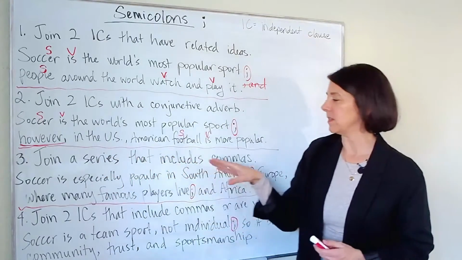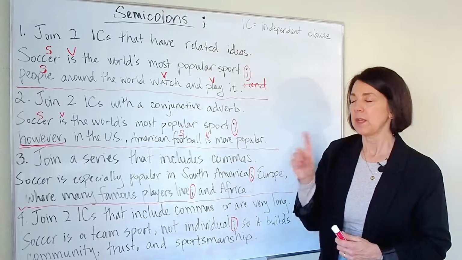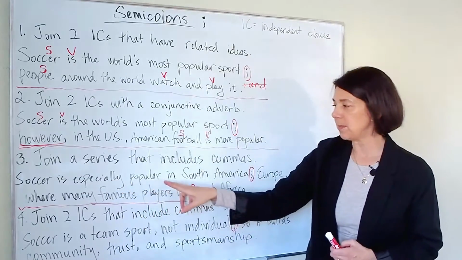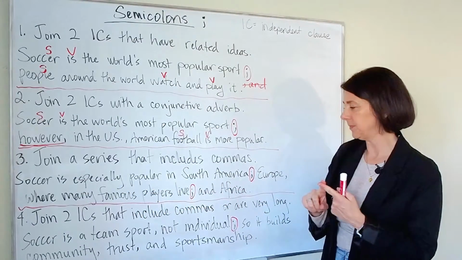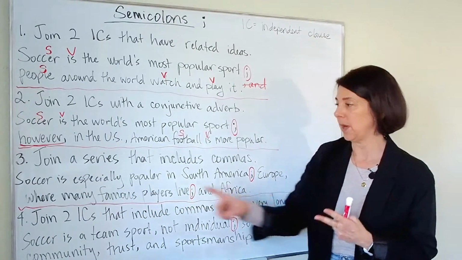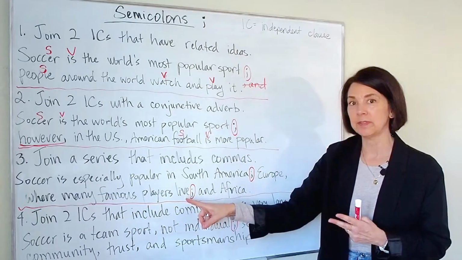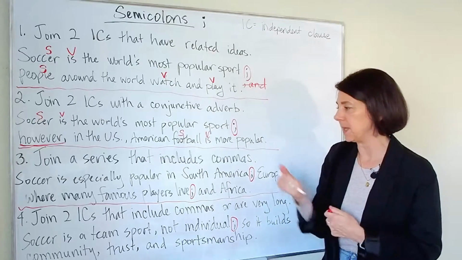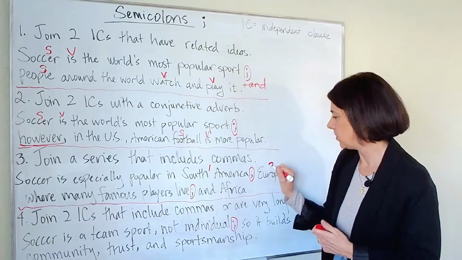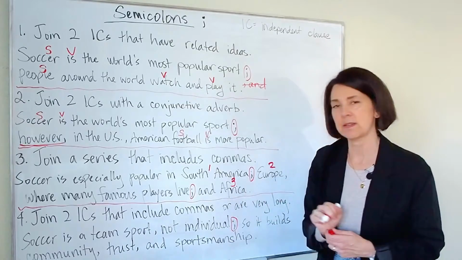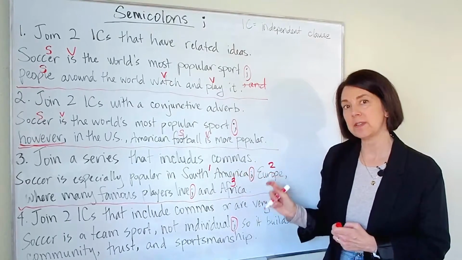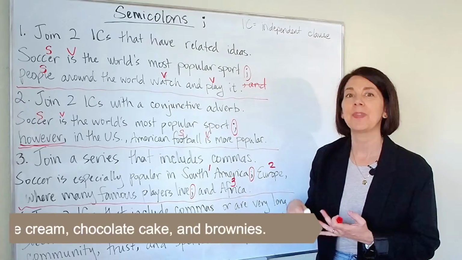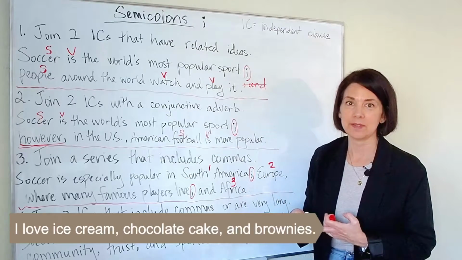To join a series that includes commas. So let's take a look at an example and then I'll explain it. Soccer is especially popular in South America; Europe, where many famous players live; and Africa. So we're going to call this a series because we're joining 1, 2, 3 things. Usually when we have a series like this, we join them with commas. For example, I love ice cream, chocolate cake, and brownies.